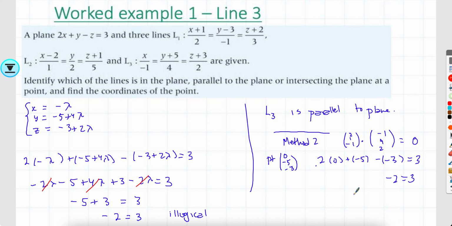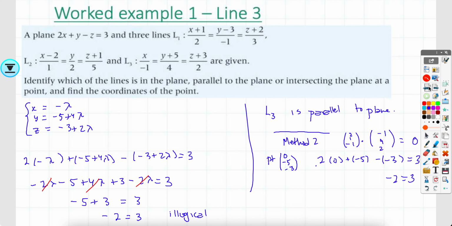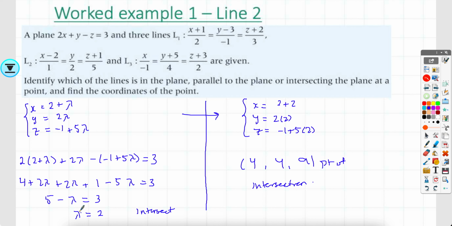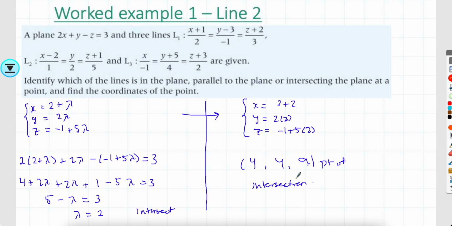So it's quite easy solving these questions, quite straightforward. If you follow these steps, it's easy to do. Only when you prove that the line is not parallel to the plane, and you have a lambda that exists, can you find the point of intersection. Otherwise, there might not be a point of intersection, so just keep that in mind.